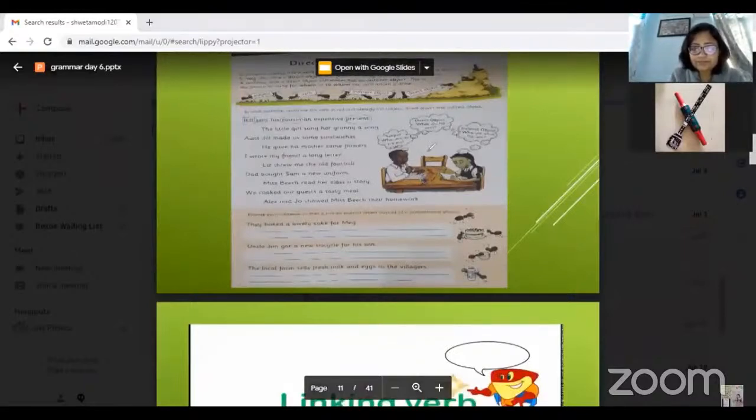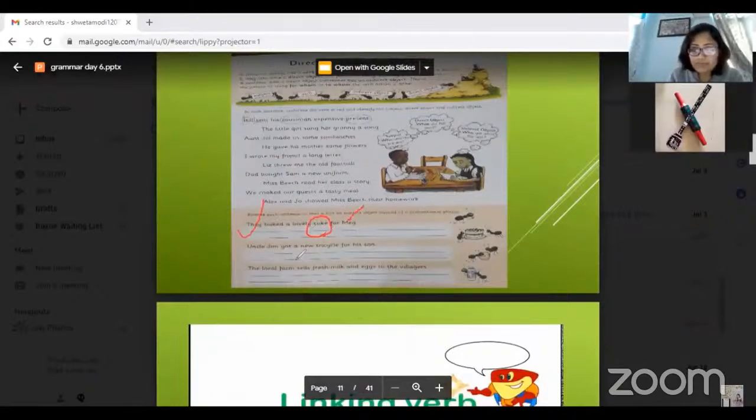Now here, let's take this example. What did they bake? Lovely cake. So cake is the direct object. For whom? For Meg. So this is the indirect object.